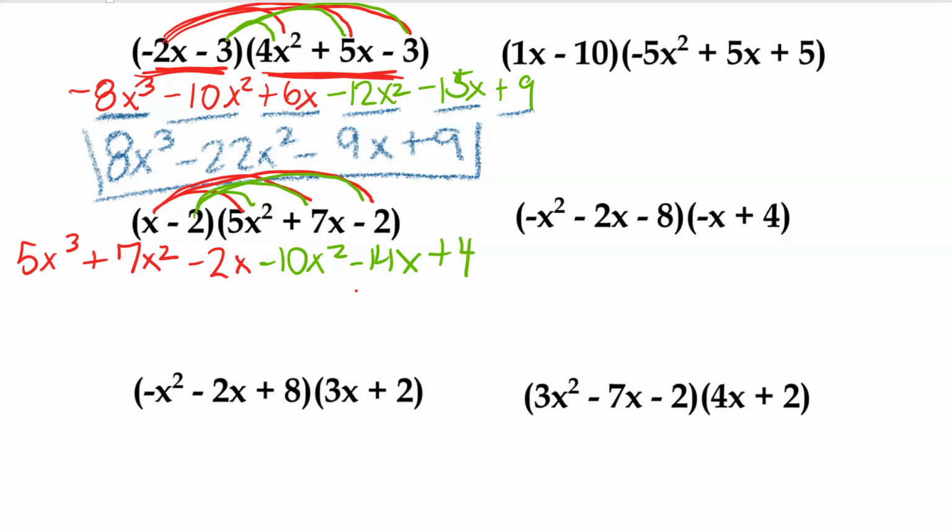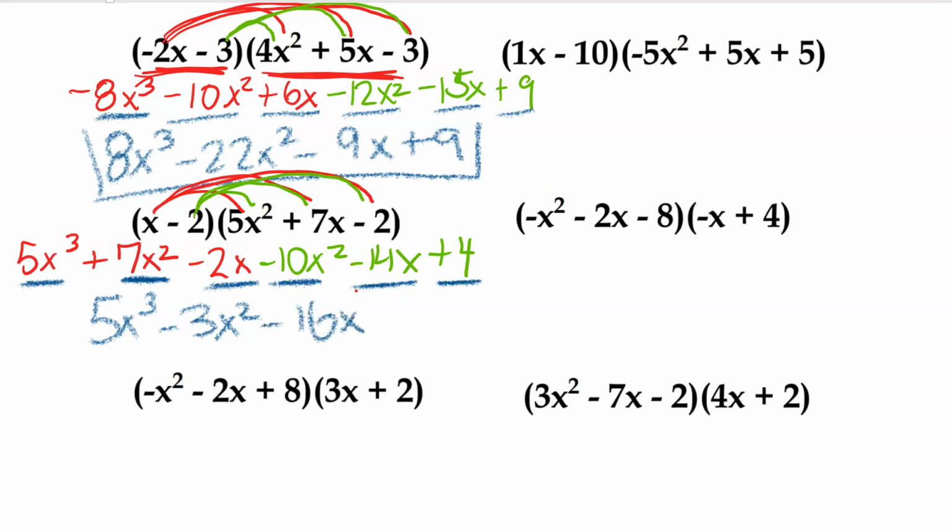So now we're going to come over here. You have nobody to combine with, so we end up with 5x cubed. Let's combine the 7x squared with the negative 10x squared. That's going to give me a negative 3x squared. Let's combine the negative 2x with the negative 14x. And that's going to give me a negative 16x. And then 4, you're lonely, plus 4.